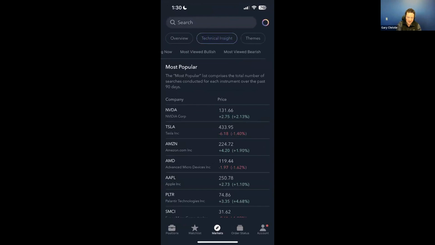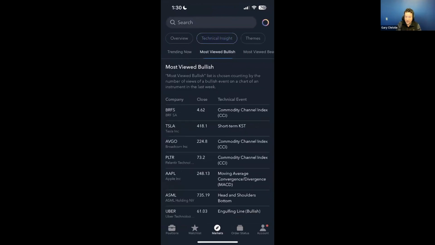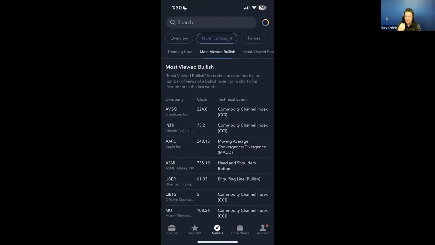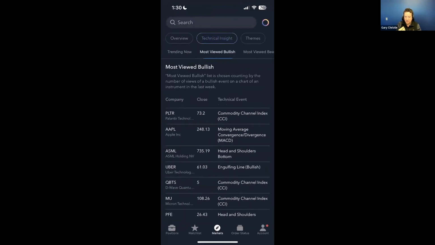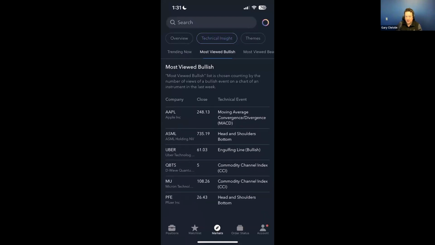Again, we've gone through most of these. And keep in mind, too, you can cycle by what's trending, what's the most viewed, bullish as well, most bullish classic patterns. And this is what I find also helps me build a watch list. There's some interesting names here. We have ASML, a head and shoulders bottom. That's a very rare pattern when it confirms. That's usually a pretty interesting opportunity. We have a bullish MACD on Apple, Palantir, AVGO, so on and so on.